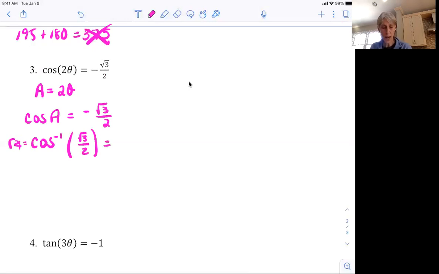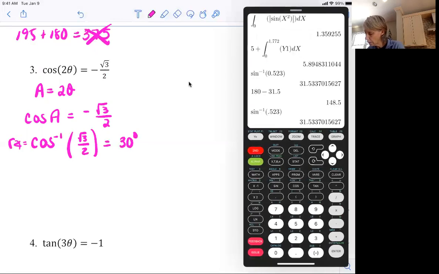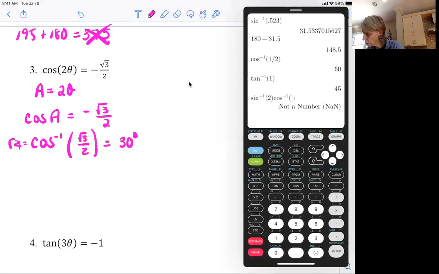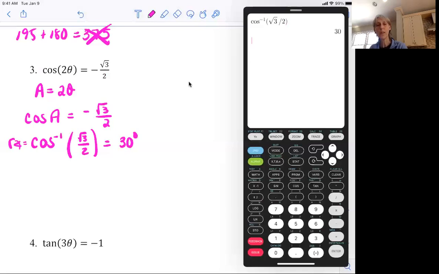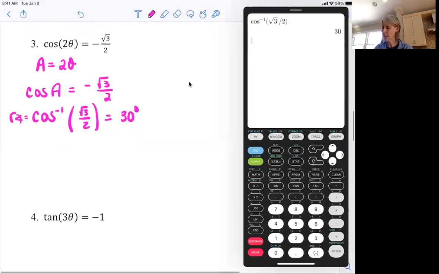The angle whose cosine is radical 3 over 2 is going to be 30 degrees. If you don't have it memorized, just do it on your calculator. Second cos, radical 3 divided by 2, 30 degrees, okay? So you always have the calculator as a backup.